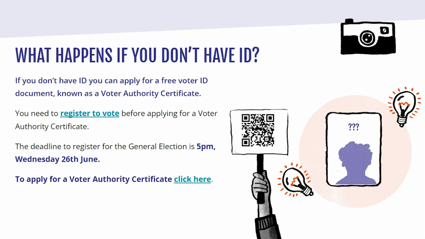If you don't have any photo ID, as we've mentioned in earlier sessions, you can apply for a free voter ID document, which is known as a voter authority certificate. If you've already registered to vote, then you can apply for one. The deadline to apply is 5 o'clock on Wednesday the 26th of June. To apply for one of these free certificates, scan this QR code now.